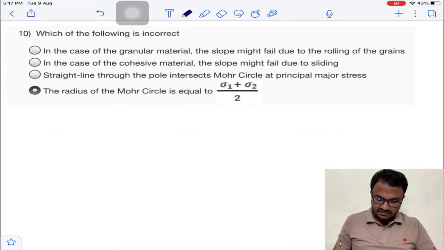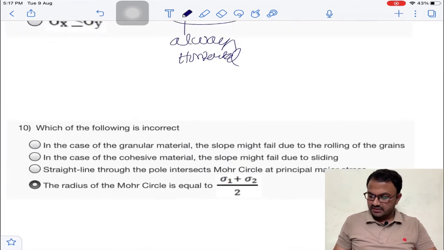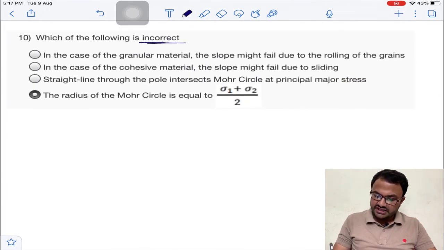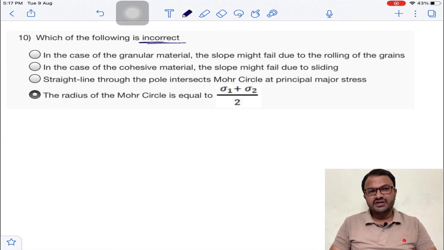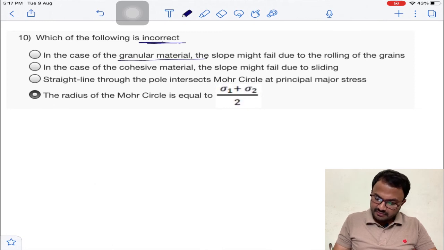Next, final question for this assignment. Which of the following statements is incorrect? So incorrect statements we need to mention here. Here is about granular soil, and this is about cohesive soil.